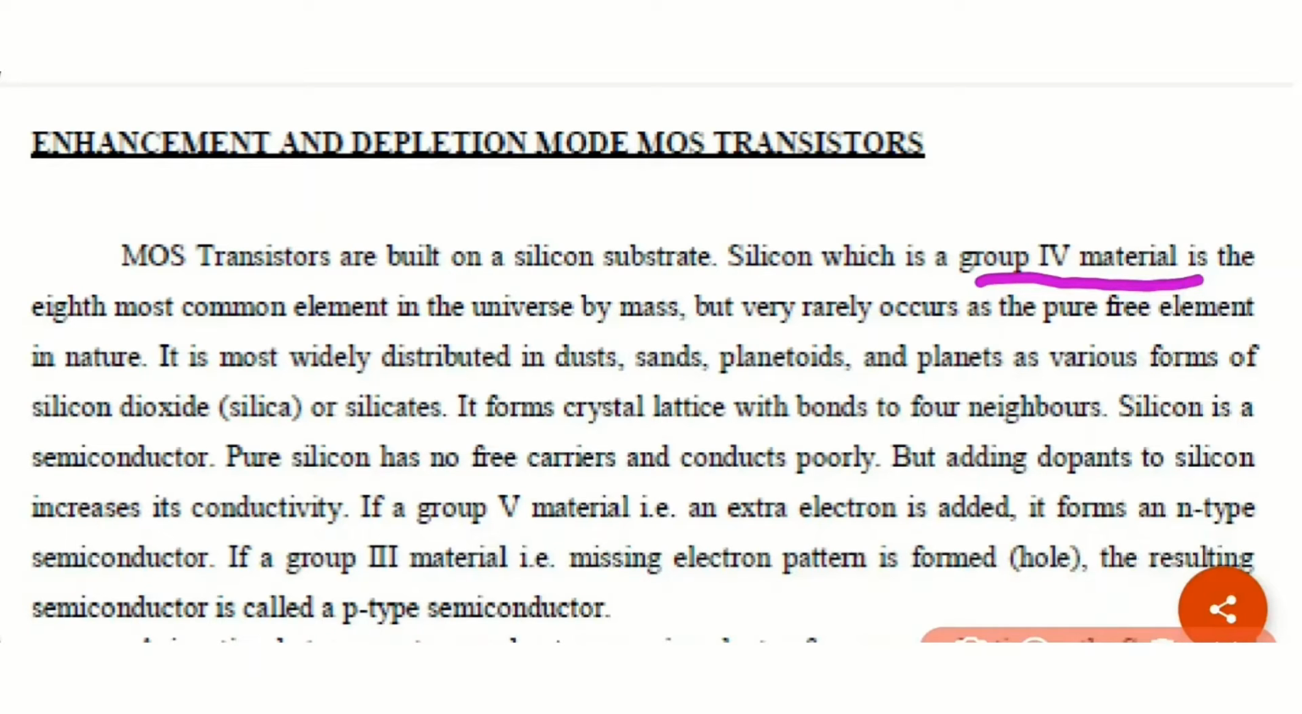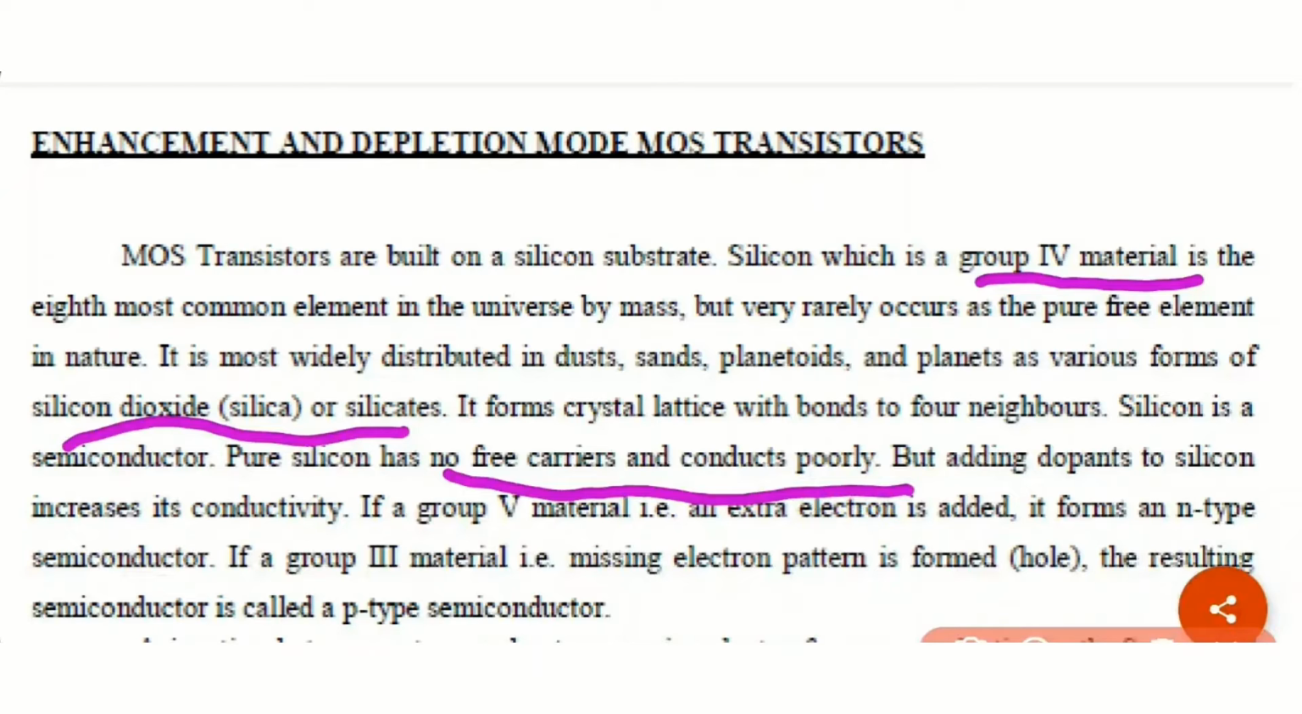So this is the basic things most of you people know. It is most widely distributed in dust, sands, planetoids and planets as various forms of silicon dioxide. We call it silica or silicates. Okay, this also you know. It forms crystal lattice with bonds to 4 neighbors. So you can make the covalent bonds. Silicon is the semiconductor. Pure silicon has no free carriers and conducts poorly. But adding the dopants to the silicon increases its conductivity.